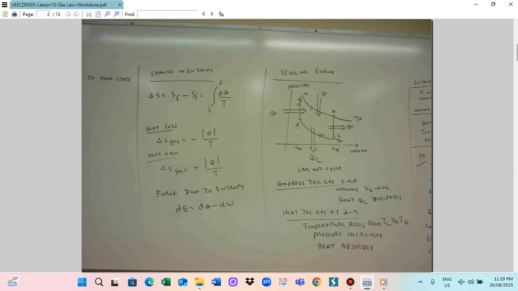And so this one here will dissipate the heat, and here also dissipates the heat. So this is the heat absorption point, this is the heat dissipation point. So the engine will be working like this.